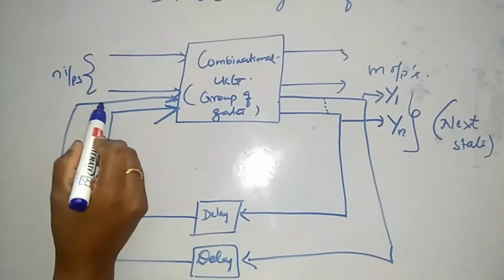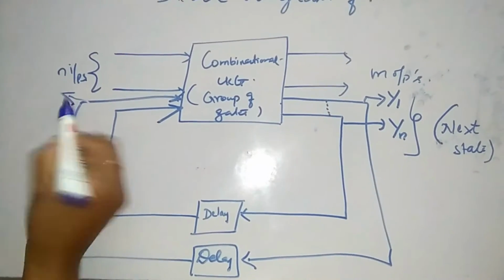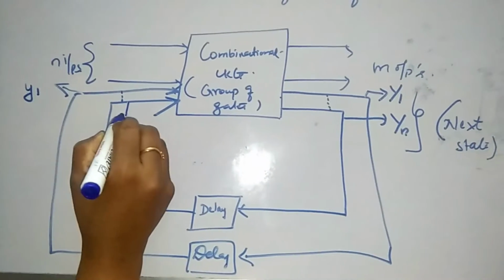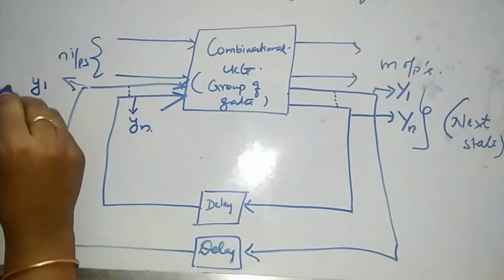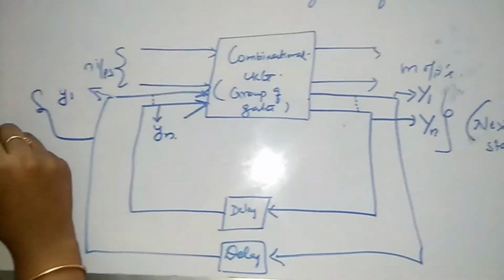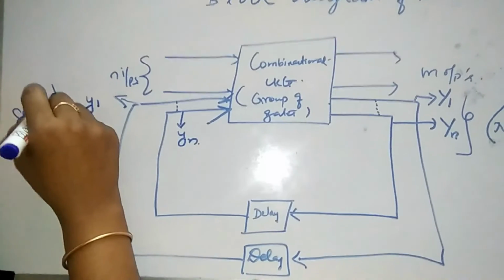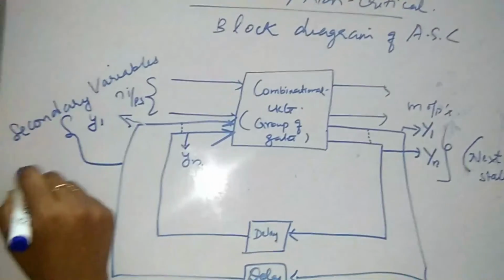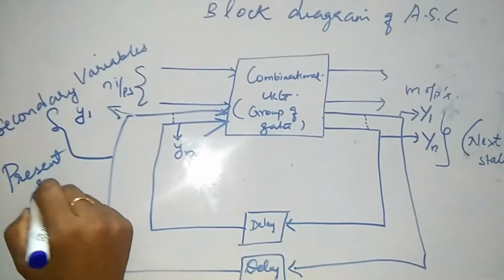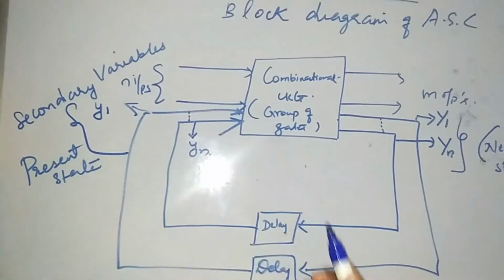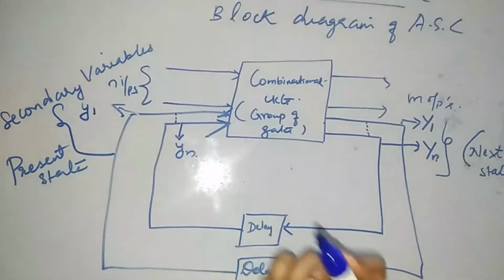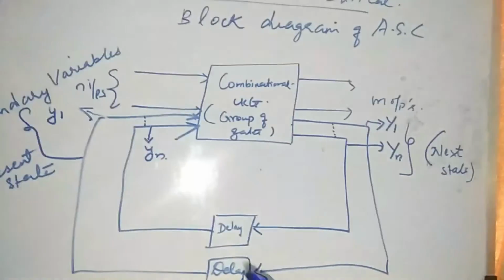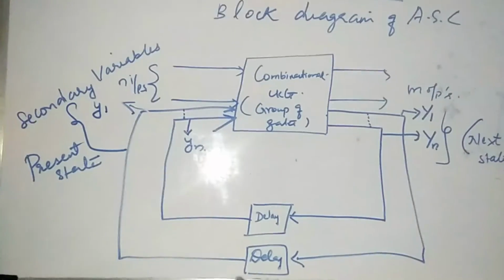Now consider this feedback which is named as small y1, and there are n number of variables over here, and let me name this as yn. Let me consider these as my secondary variables, and these secondary variables can also be named as the present state. We have already studied present state, next state, combinational circuit, all these variables in our past unit, that is sequential circuit, synchronous sequential circuit. So this is the basic block diagram of an asynchronous sequential circuit.